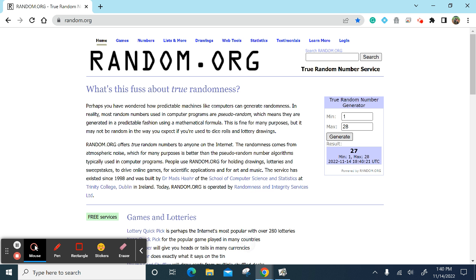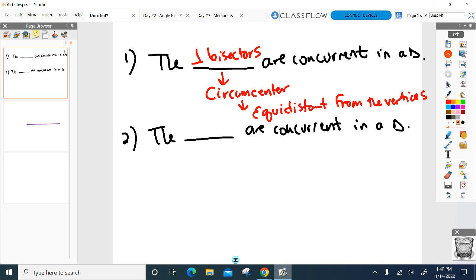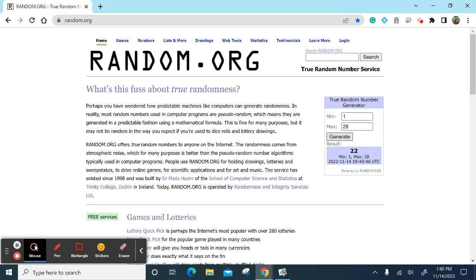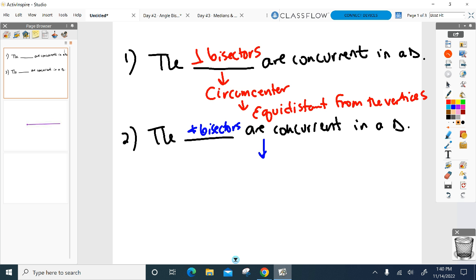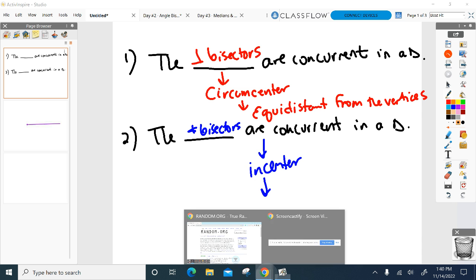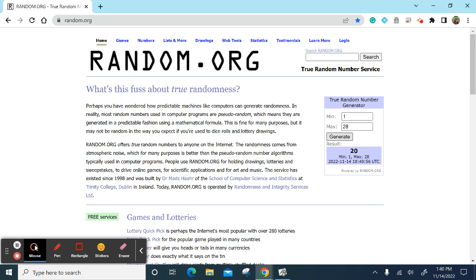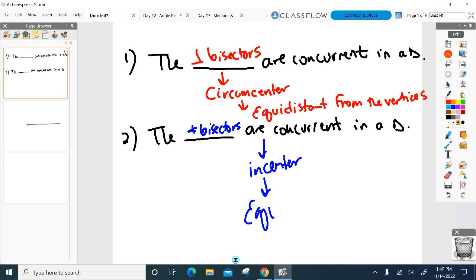Okay. How about 1? The angle bisectors are concurrent at a point called the incenter. And the greatness about the incenter, what's so good about it? They're equidistant from these sides.